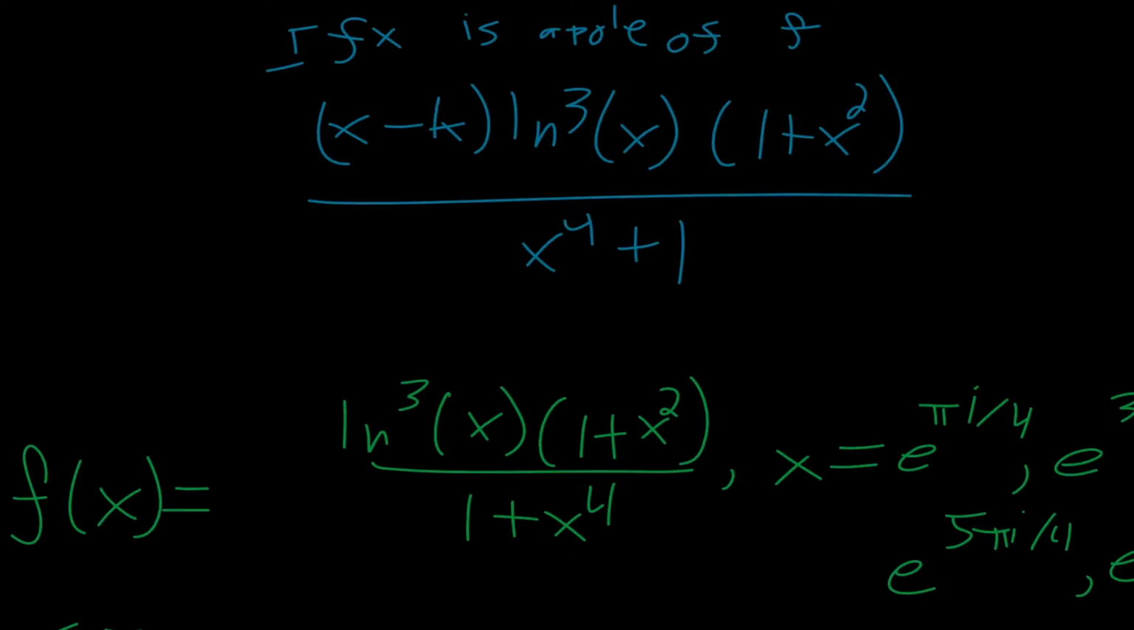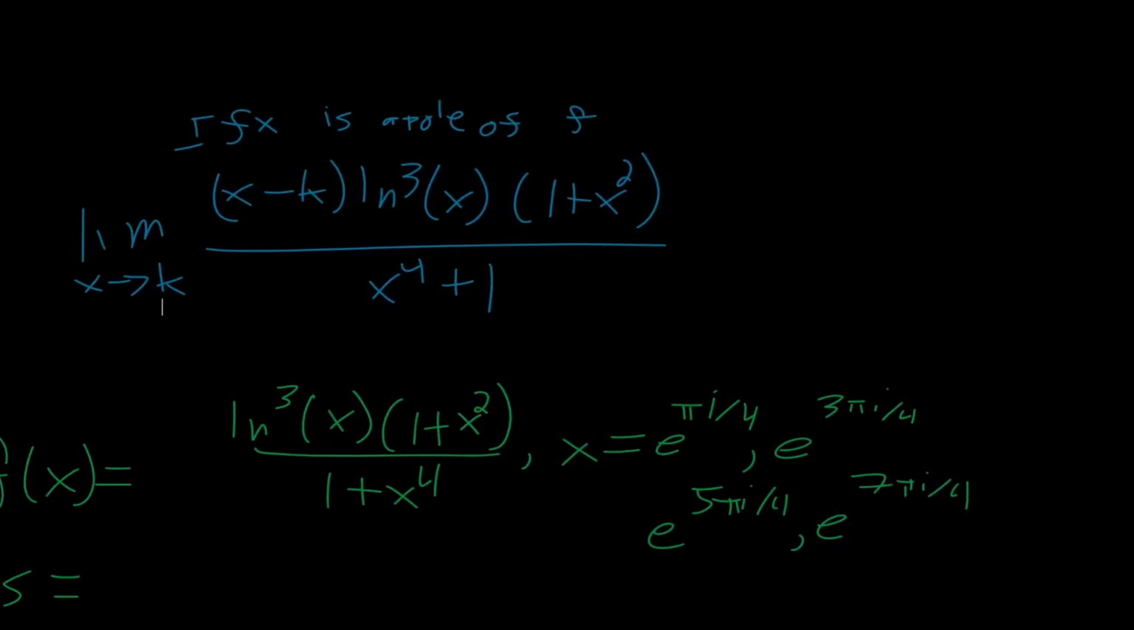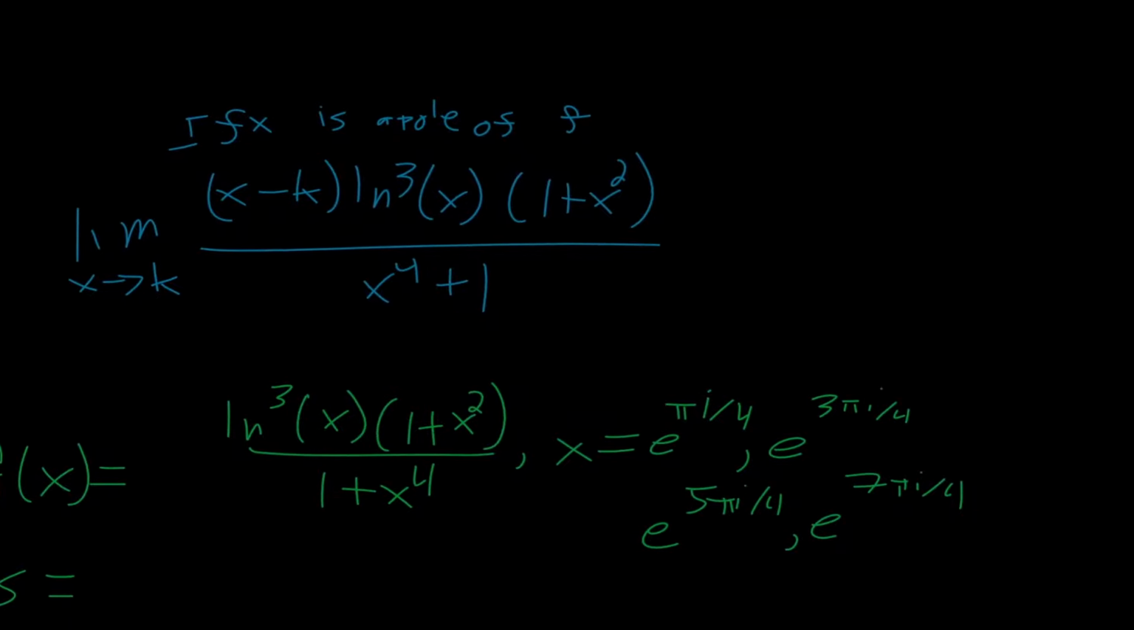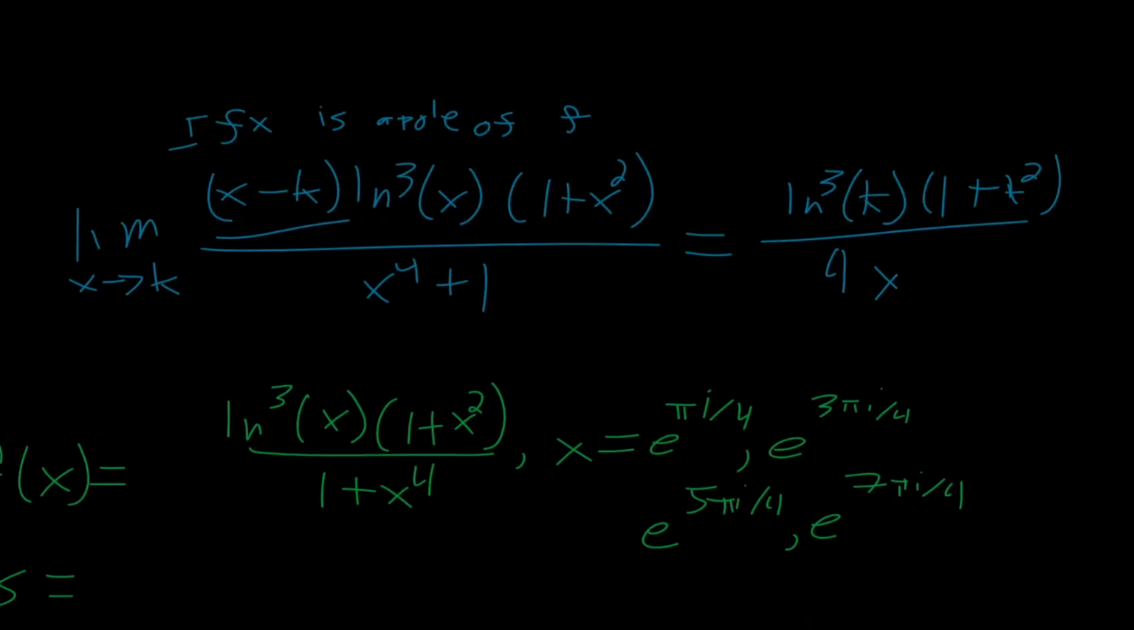If x is the pole of f at point k, then the limit as x approaches k of this right here, we can just straight up evaluate using L'Hopital's rule. The derivative of the numerator is just going to go to 0 for every single term where this is not differentiated. So we're just going to differentiate that term, which just gives us 1, and we're left with natural log to the third of k, and then 1 plus k squared. And then the denominator, we're going to have a 4 times x to the third, or really a k to the third.